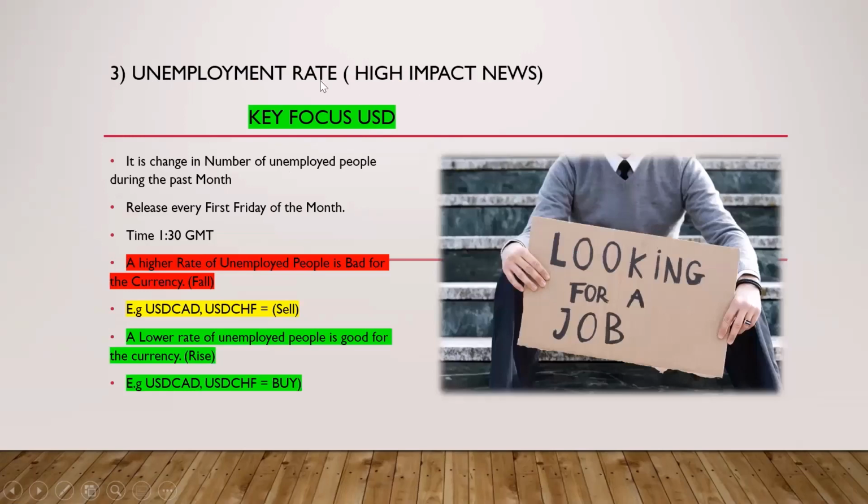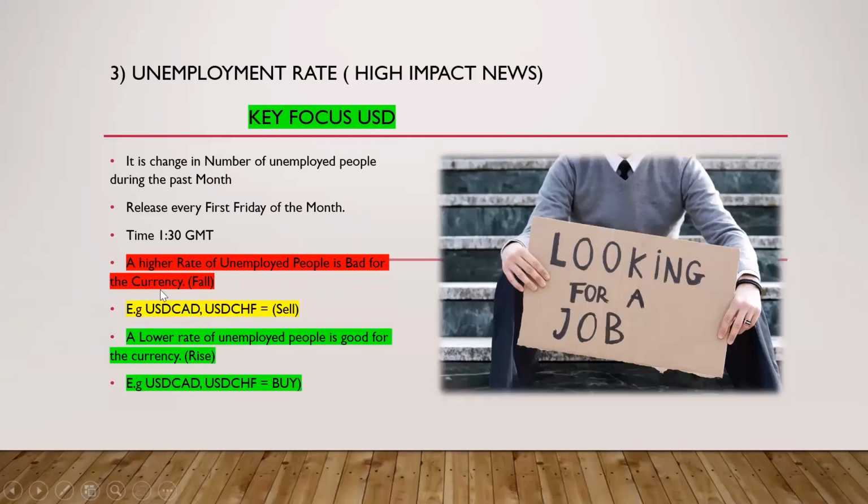Now, what is the unemployment rate? It is the change in the number of unemployed people during the past month. It is the total number of people who lose jobs. Now it is released every Friday of the month, exactly 1:30 p.m., the same time non-farm payroll is released. A higher rate of unemployed people is bad for the currency. That is the truth. A higher number of unemployed people in any country is bad for the currency.